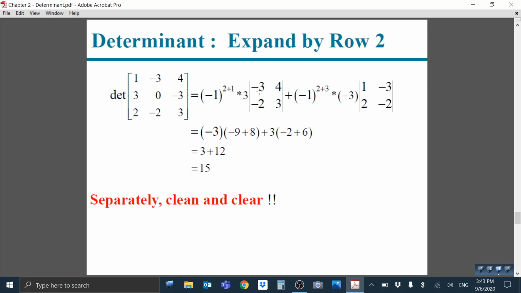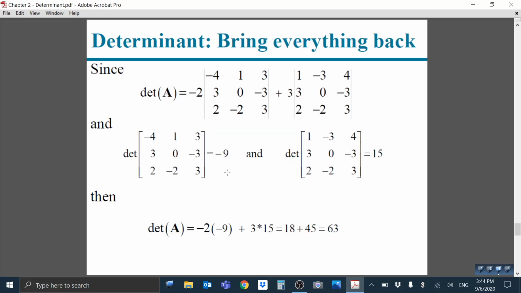Now, I need to compute determinants here. So -1 to the power 3, which is -1, times 3, times -3 times... -9 minus 8, so -9 plus 8. Here -1 times -3 is 3, so here is the product 1 times -2, -2, minus 6, so it's plus 6, so -2 plus 6. Do the computations, complete everything, determinant of this matrix is 15. So that's how I did it, piece by piece.